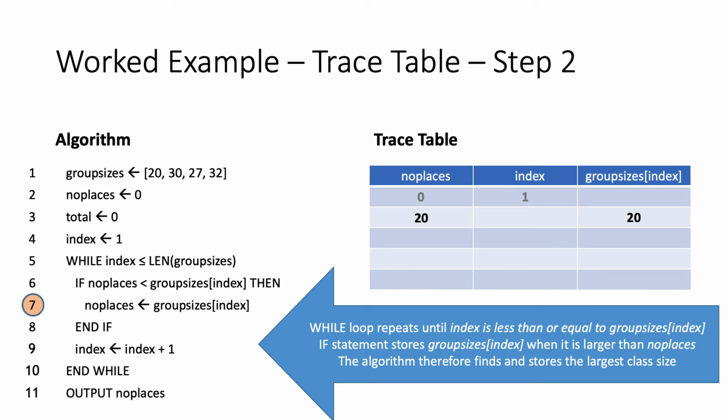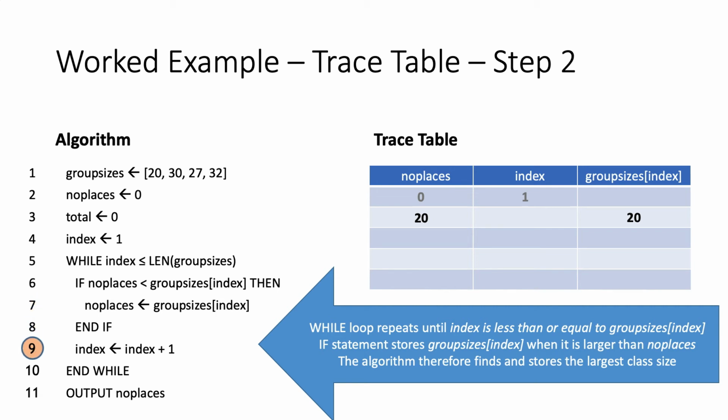And what line 7 does is say, well, what we're going to do is replace whatever's in no places with whatever's in group sizes index. So in other words, what this is trying to do is to find the highest value in group sizes. It's basically going through and looking for the biggest group size that we can.